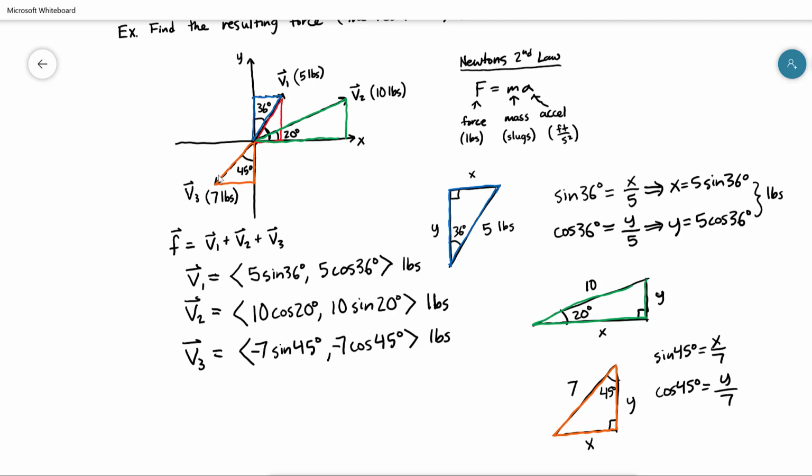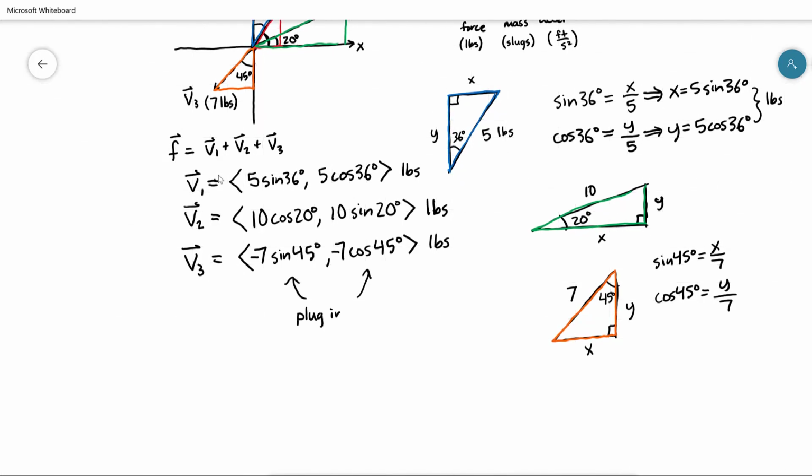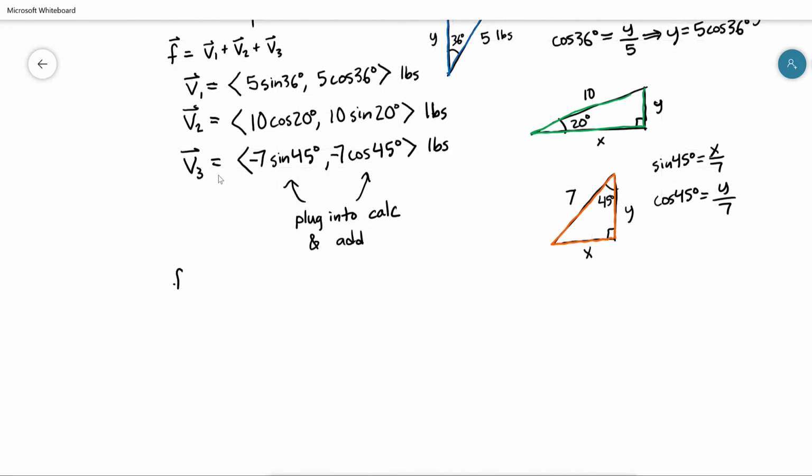So that's what I do. All I do now is plug all of these into a calculator and add them up. What we'll get, if I didn't mess this up when I did it a minute ago: for V1, I got about 2.94, comma 4.05. The second one I got about 9.40 and then 3.42. And for the last one I got negative 4.95, comma negative 4.95.